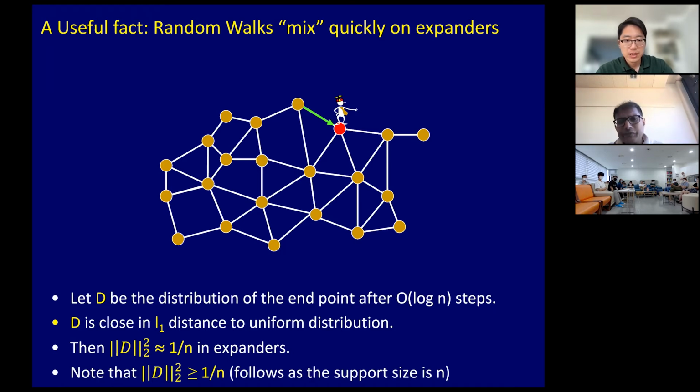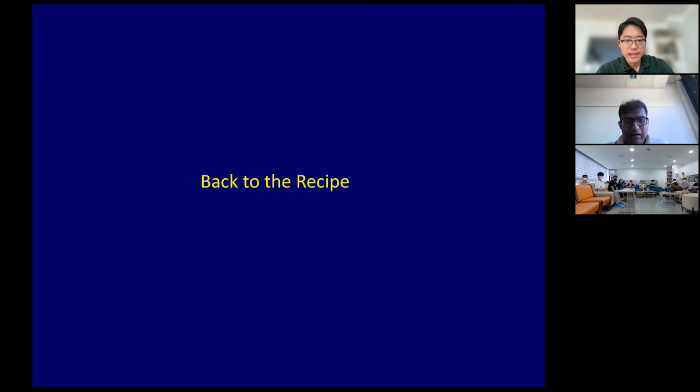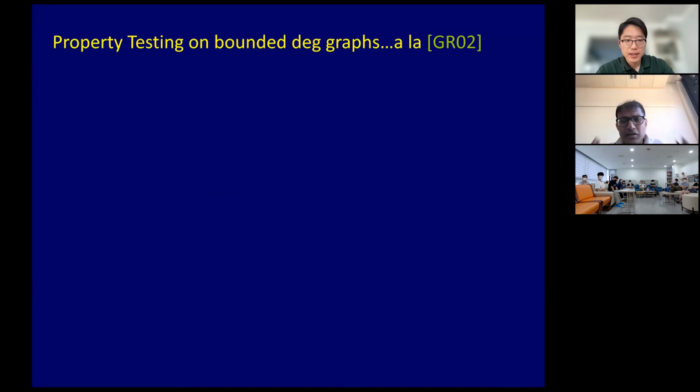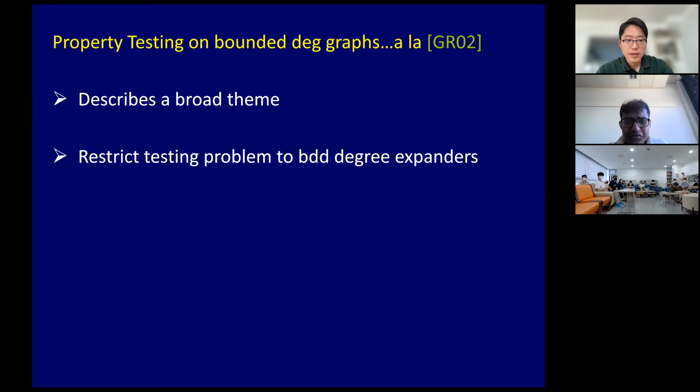Okay, so with these facts out of the way, I can tell you the Goldreich-Ron recipe. The Goldreich-Ron recipe tells you that you should do the following: first, restrict your attention to expanders. So if you want to solve a property testing question on bounded degree graphs, restrict your attention to expanders. Focus on the case where the yes instance is an expander and where the far instance is also an expander. So on both sides, you are given expanders. Suppose you are able to solve this.